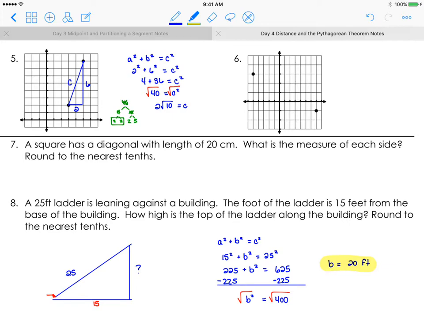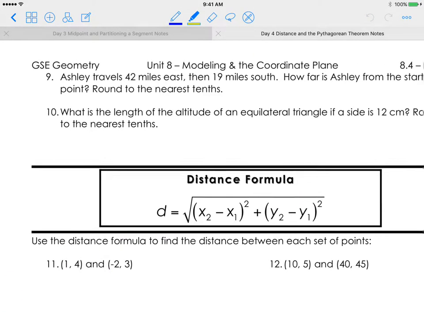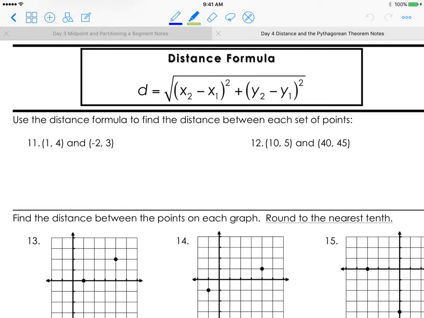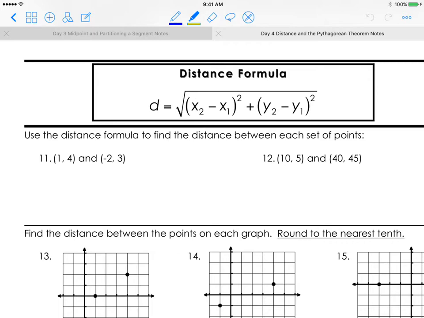All right, now let's talk about what we're really going to do today, and that is the distance formula. Okay, so the distance formula we've seen in Algebra 1. We saw it in the first semester. Now we're going to use it again. Find the distance between each point. Okay, and the shortest distance between 2 points is a straight line.